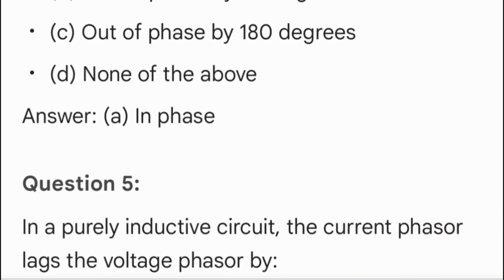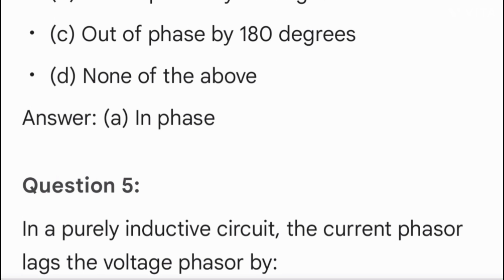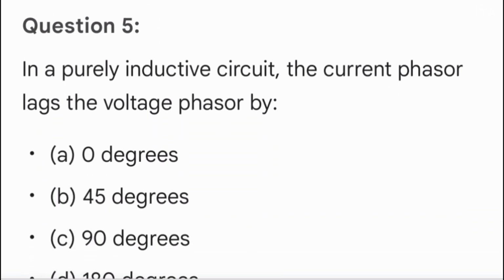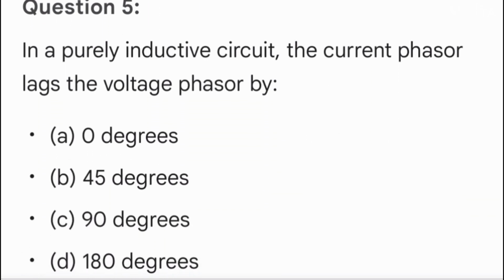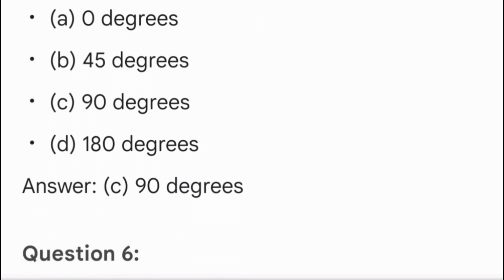Question 5. In a purely inductive circuit, the current phasor lags the voltage phasor by A. 0 degrees, B. 45 degrees, C. 90 degrees, D. 180 degrees. Answer. C. 90 degrees.